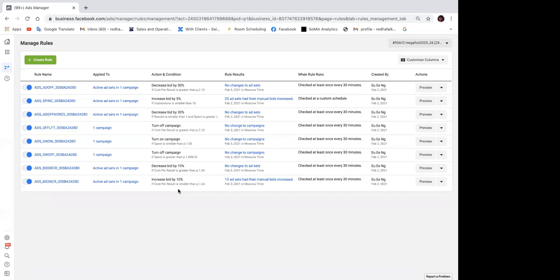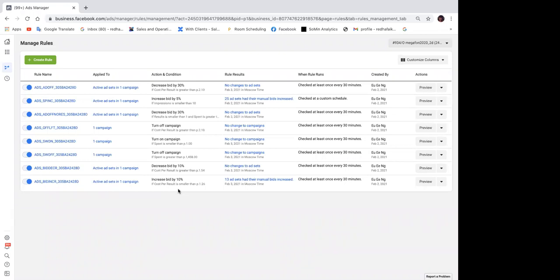So this is the understanding you need to have. Yesterday there was one bid, then the rules were working and changing the bid, and 2 particular rules were changing the bid in such a way that now the bid caps are as they are. Now I want to make a disclaimer. It's not 13 ad sets that were changed and not 25 ad sets that were changed. Many more ad sets have actually been changed.